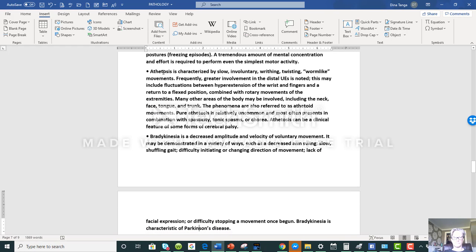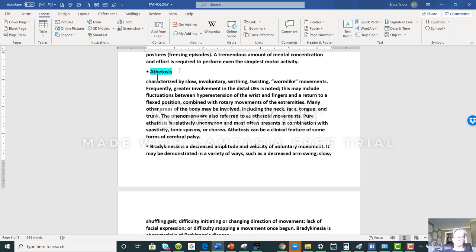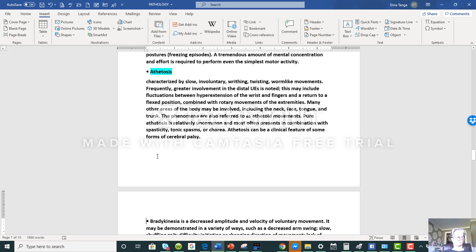Athetosis is characterized by slow, involuntary, writhing, twisting, wormlike movements. Frequently, greater involvement in the distal UEs is noted. This may include fluctuations between hyperextension of the wrist and fingers and a return to a flexed position, combined with rotary movements of the extremities. Many other areas of the body may be involved, including the neck, face, tongue, and trunk. The phenomena are also referred to as athetoid movements.